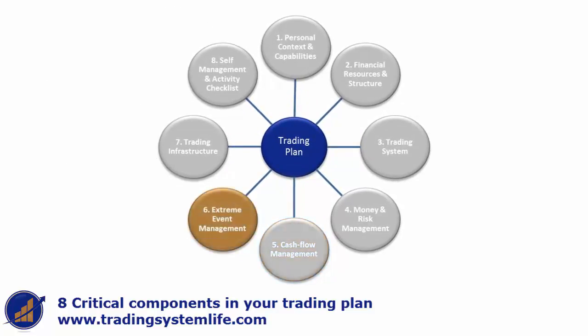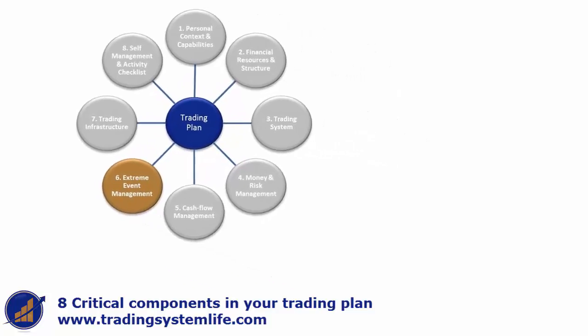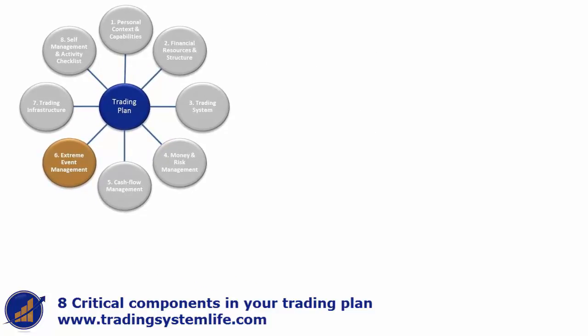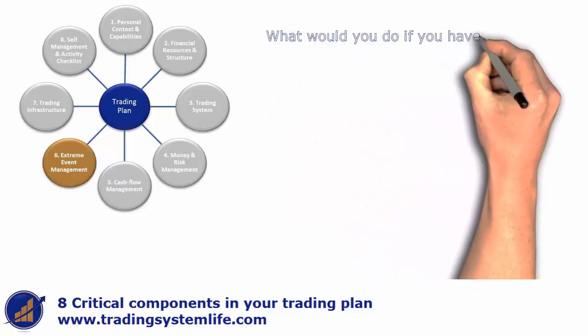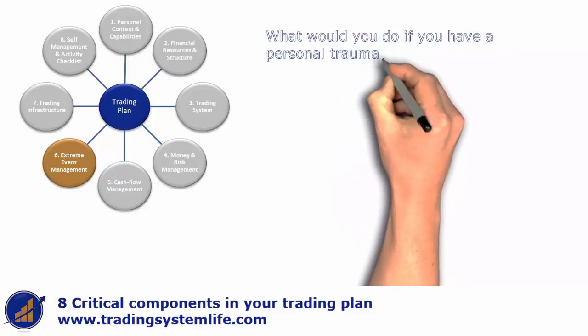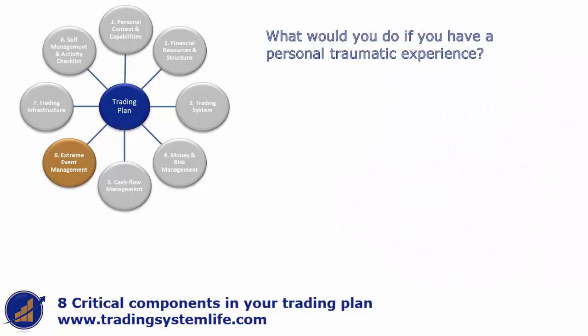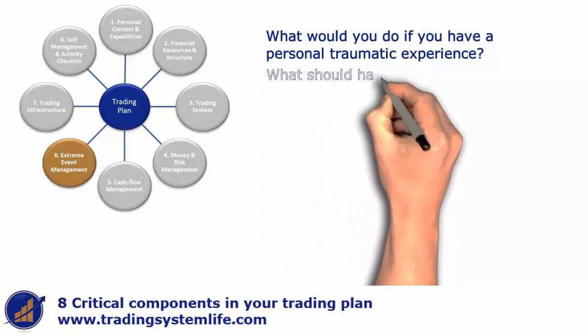The 6th component of your complete trading plan is extreme event management. There are many different types of extreme events, and you'll need to plan for different events depending on what style of trading system you actually have. But some of the questions that you can ask yourself are, what would you do if you have a personal traumatic experience, such as a birth or a death, or if you get married, if you lose your job, or if you get sick, or have a car accident? Any number of different things could happen that might take your focus away from your trading.